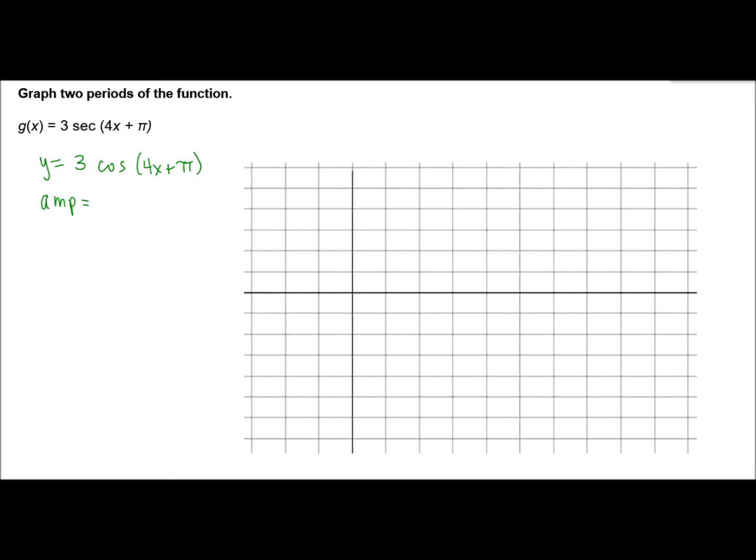Asymptotes and cups. Amplitude is 3, no reflection. We've got a period of 2 pi over 4, just pi over 2. This time we do have a phase shift at 4x plus pi equals 0, which happens at negative pi fourths.